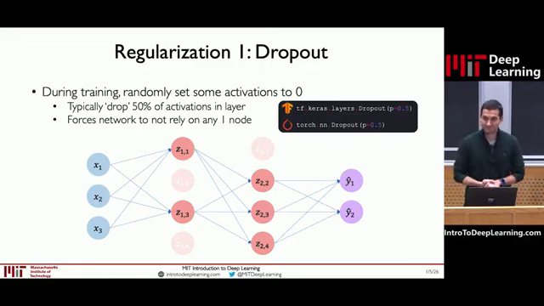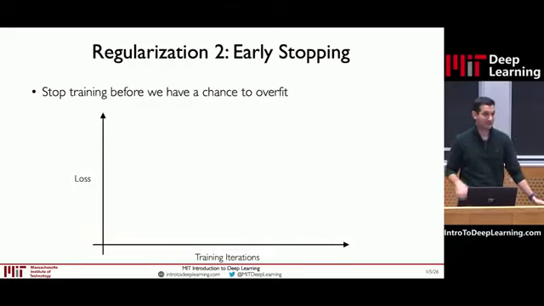Yes? Are the same activations set to 0 for the entire mini batch? Same activations are set to 0 for the entire mini batch, but then on the next mini batch, you have a new set of activations, a new set of neurons that are set to 0. So you reset on every batch. Awesome. Okay. So you repeat that on every iteration.